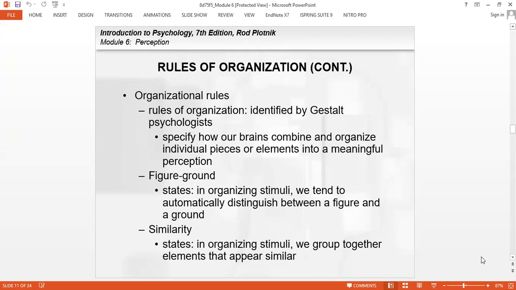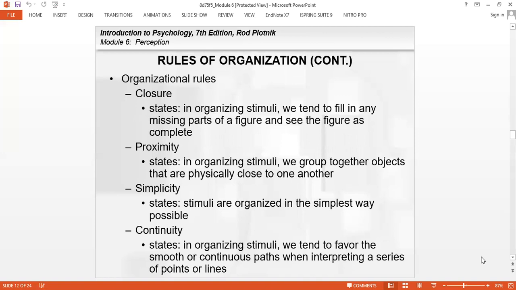Figure-ground states that in organizing stimuli, we tend to automatically distinguish between a figure and ground. Similarity states that we group together elements that appear similar. Organizational rules, closure: in organizing stimuli, we tend to fill in any missing parts of a figure and see the figure as complete.